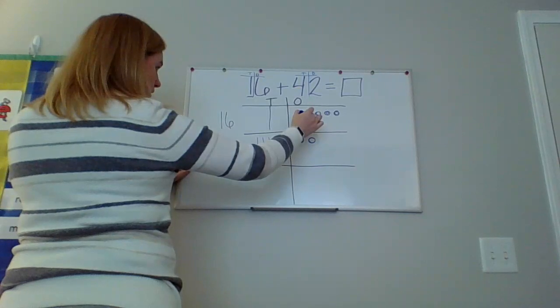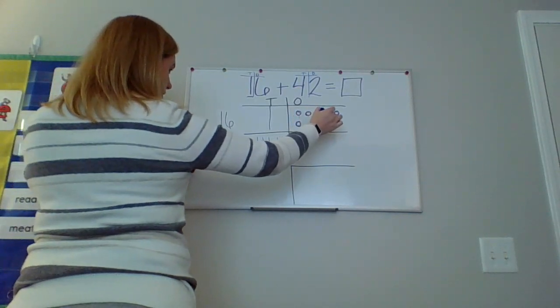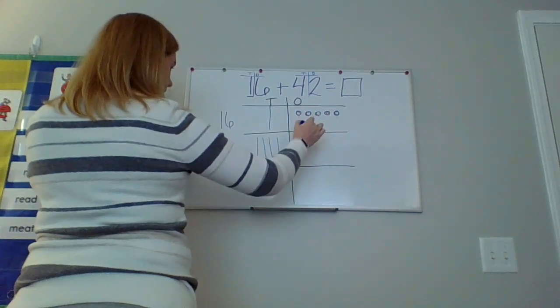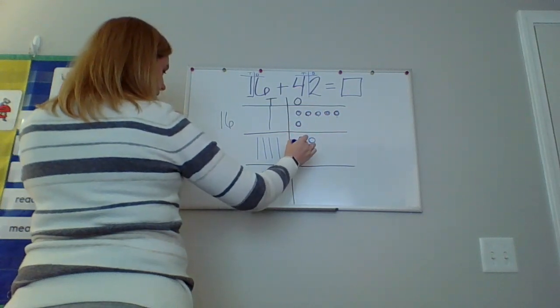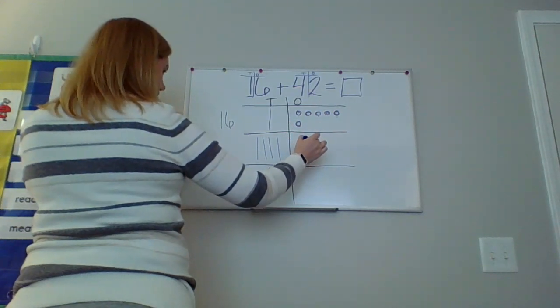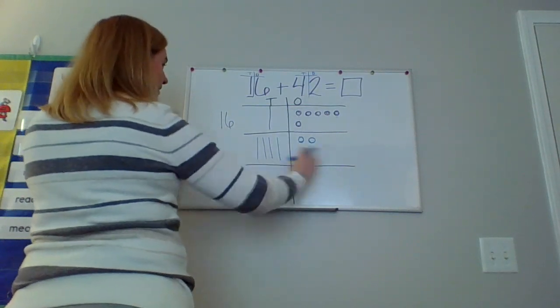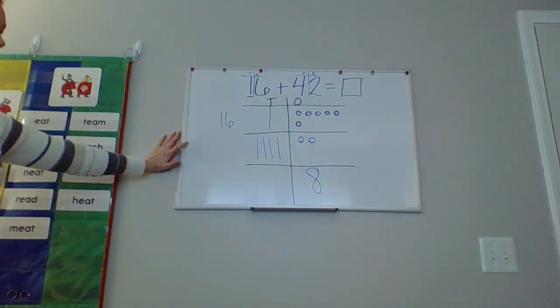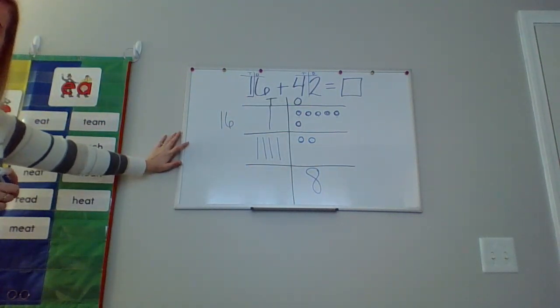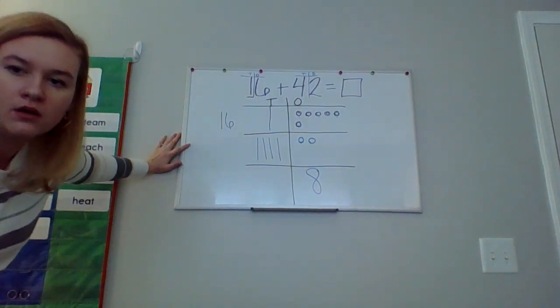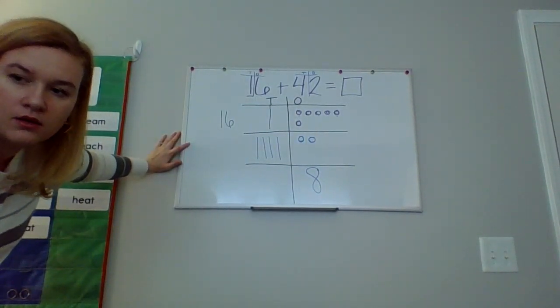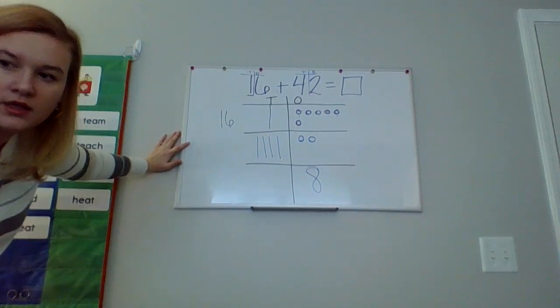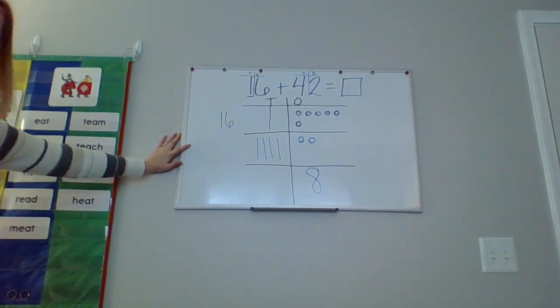1, 2, 3, 4, 5, 6, 7, 8. Yep, you count this whole side. So I have 8 ones. Good, Bristol. Now, could someone else help me count the tens? Darren, go for it. Okay, Darren, help me count the tens.